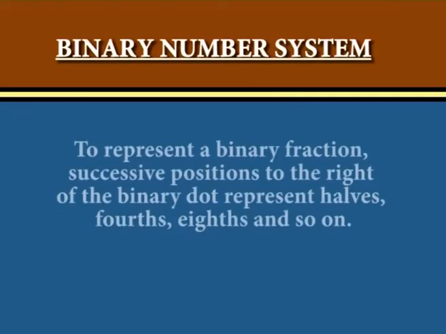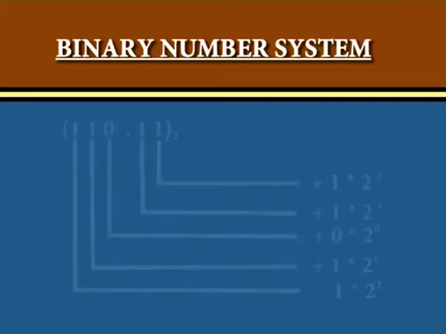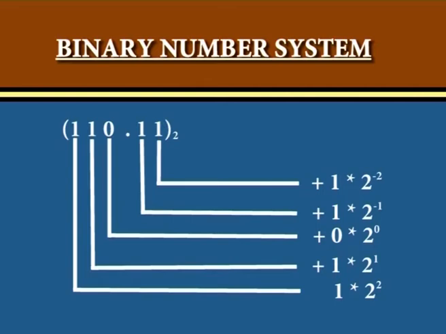Note that in the binary number system, successive positions to the left of the binary point represent units of ones, twos, fours, and so on. Each position represents a specific power of the base, which is 2. To represent a binary fraction, successive positions to the right of the binary point represent halves, fourths, eighths, and so on. As we did with the previous decimal example, we can analyze the digits of our binary number 110.11 to the base 2. It can be represented as 1 multiplied by 2 raised to the power 2 plus 1 multiplied by 2 raised to the power 1 plus 0 multiplied by 2 raised to the power 0 plus 1 multiplied by 2 raised to the power minus 1 plus 1 multiplied by 2 raised to the power minus 2.